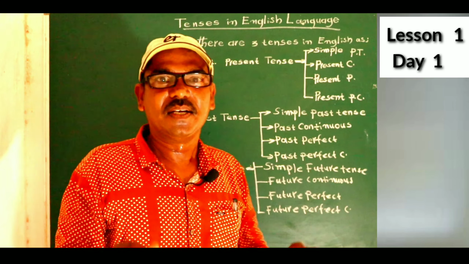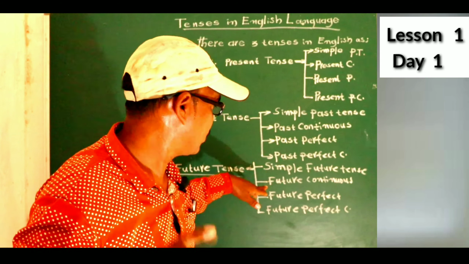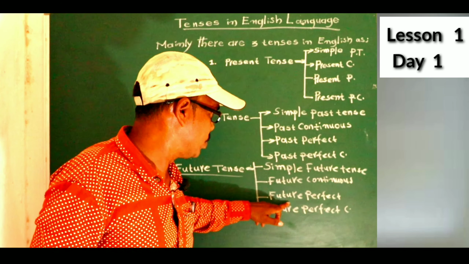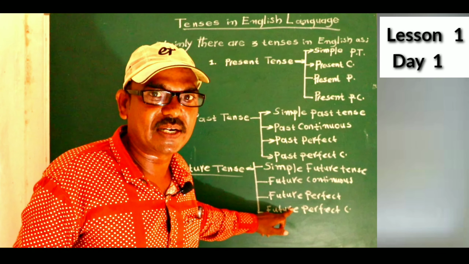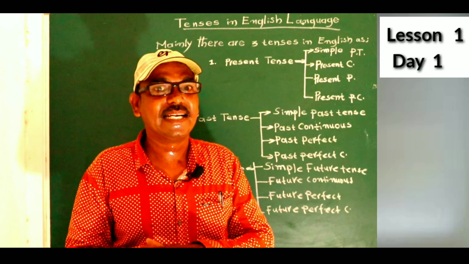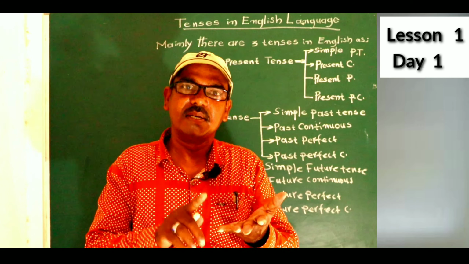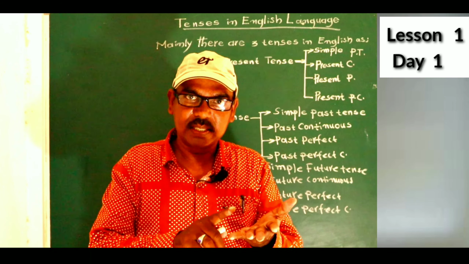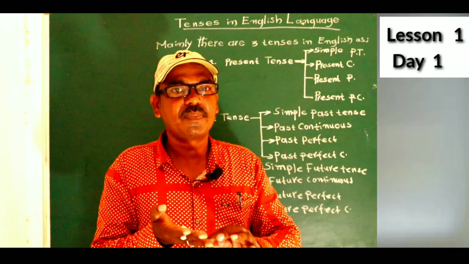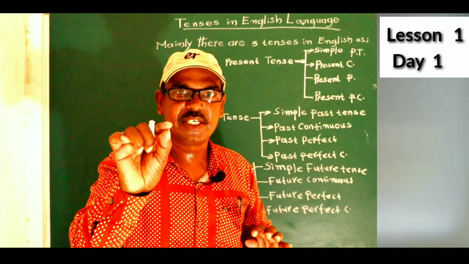Once again, the future tense also is divided into four types. What are they? Simple future, future continuous, future perfect, next future perfect continuous. So these are the tenses. Basically the tenses are divided into three types. What are they? Present tense, past tense, next future tense. Present tense: simple present, present continuous, present perfect, present perfect continuous.